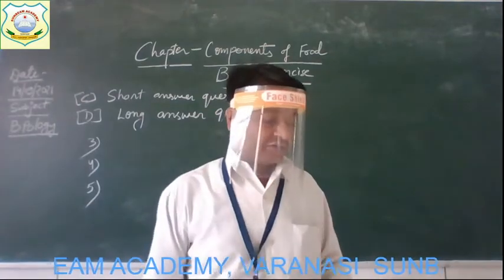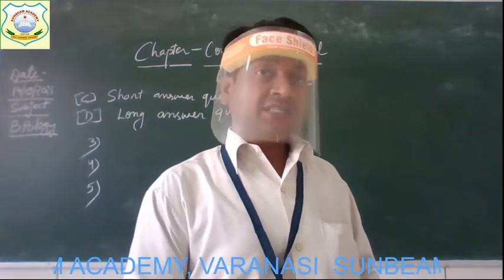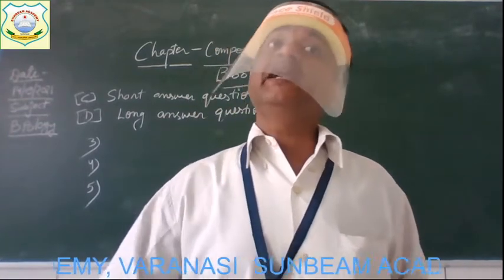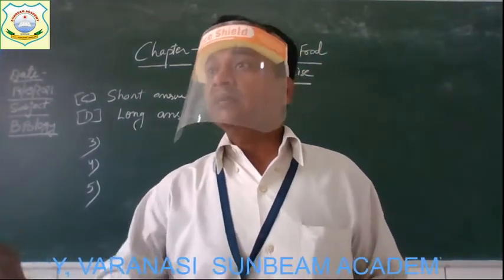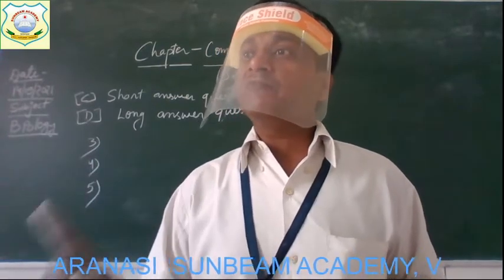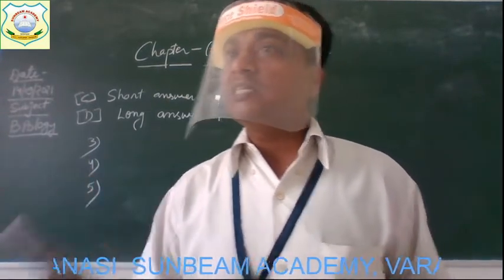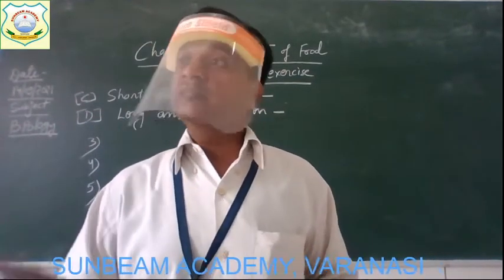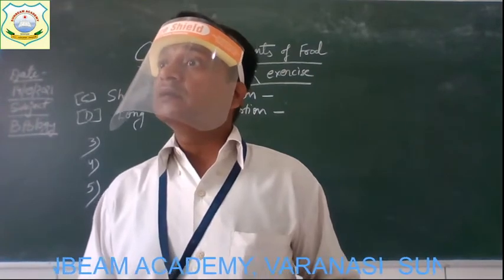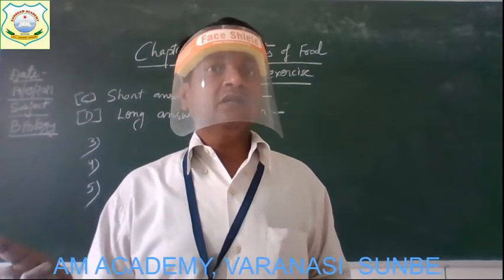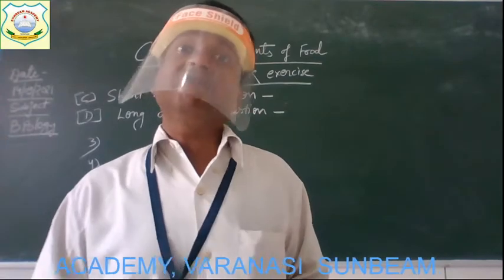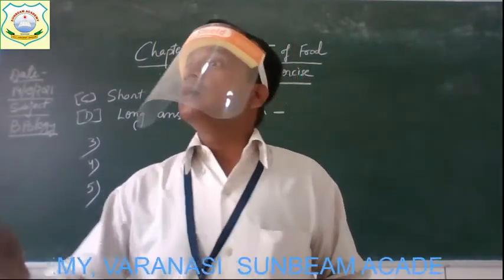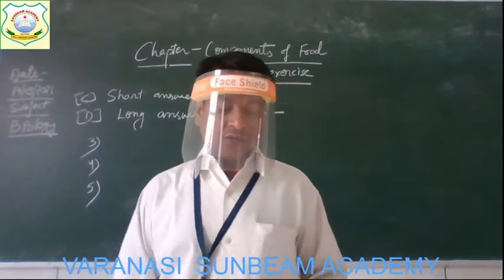Question number 5. What are deficiency diseases? Name 4 deficiency diseases and the associated nutrients. A very simple question, children. First, define deficiency diseases. The diseases which occur due to the lack of certain nutrients in the body are known as deficiency diseases. Any disease which occurs due to the lack of a nutrient. So you have to write the names of 4 deficiency diseases.